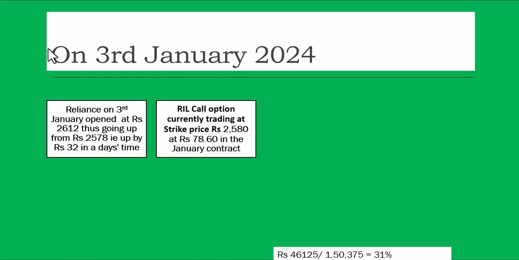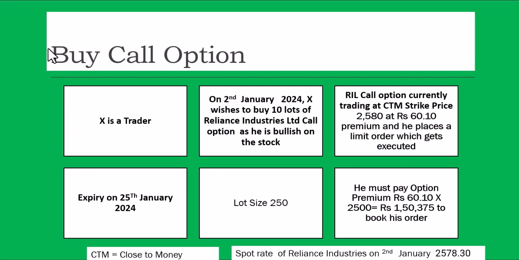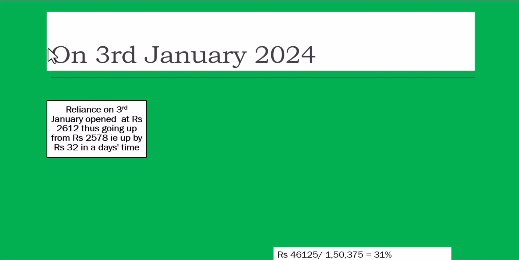This is the cash segment price of Reliance, which was trading at 2612. तो 2578 था, तो 2612 पे पहुंच गया. From 2578 it went up to 2612 in a matter of just 2 days. Okay. 32 रुपए gain हो गया.